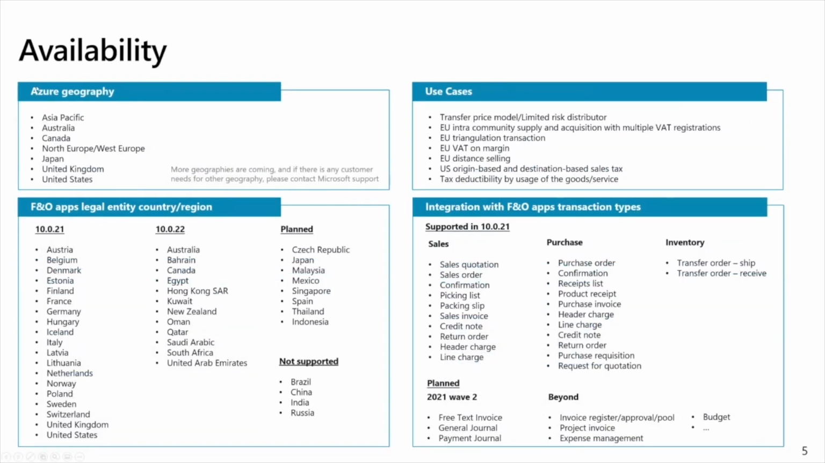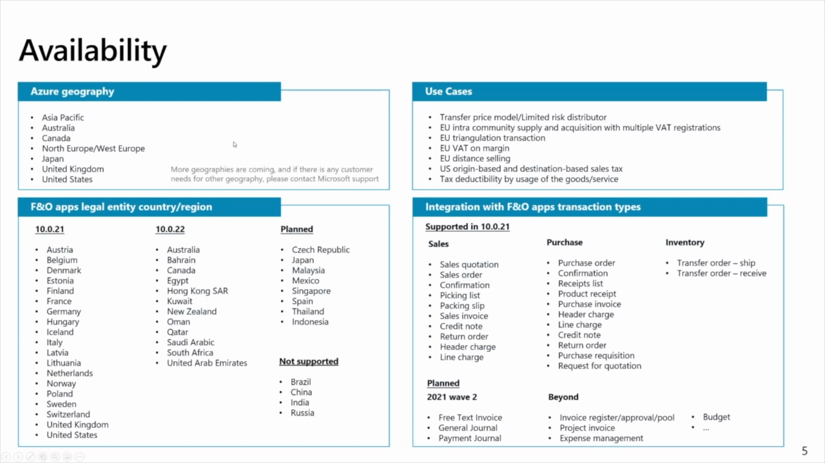Okay, so here is the availability of tax calculation service. First is the Azure geography. We deploy tax calculation service for these data centers as of now. The majority of data centers like North Europe, Western Europe, United States, United Kingdom are already supported. And we are deploying to more and more Azure data centers on the roadmap. So if your customer has any interest in tax calculation service and your data center is not listed here, you can contact Microsoft support to deploy tax calculation service for your data center.